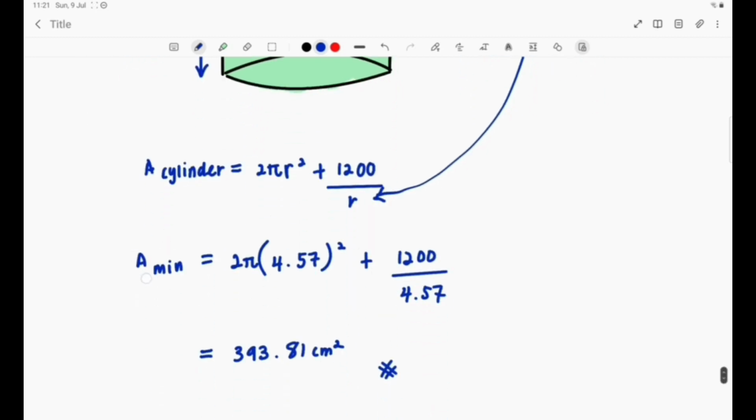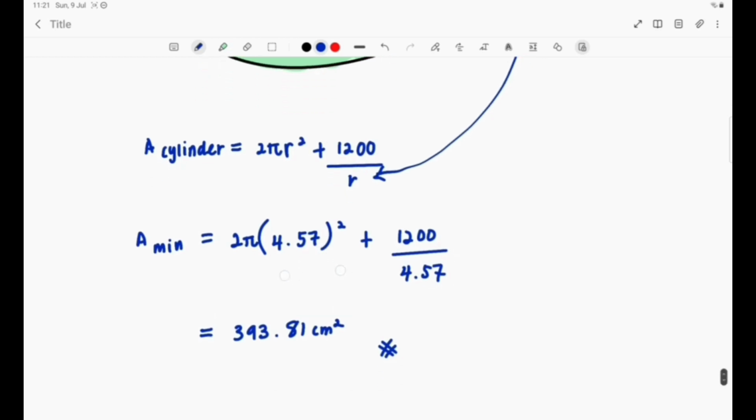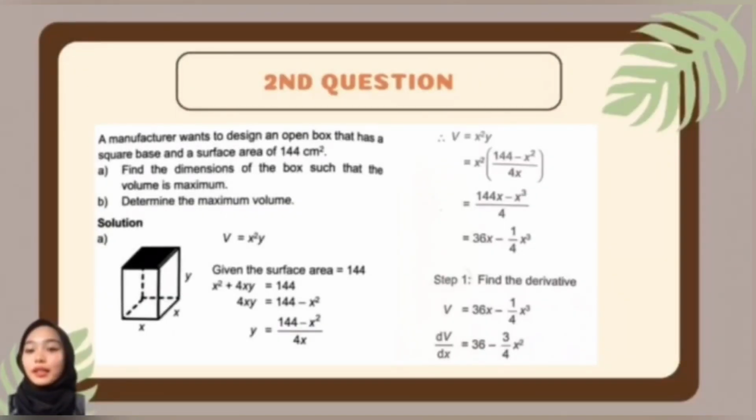For the minimum surface area, it equals 2 pi brackets 4.57 to the power of 2 plus 1200 over 4.57. The last answer we get is 393.81 cm squared. Next, I want to talk about the second question.